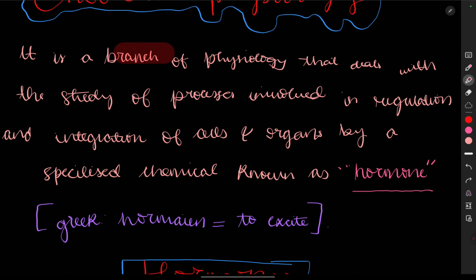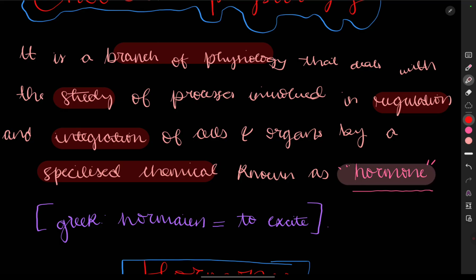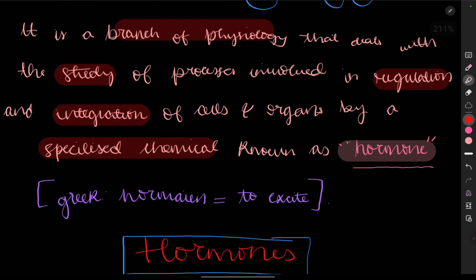It is a branch of physiology that deals with the study of processes involved in regulation and integration of cells and organs by a specialized chemical. And what do we name that chemical? We name that chemical as hormone. So endocrine physiology is a branch of physiology that deals with the study of processes involved in regulation and integration of the cells and organs by a specialized chemical known as hormone.